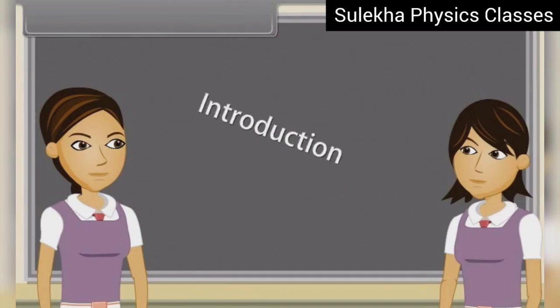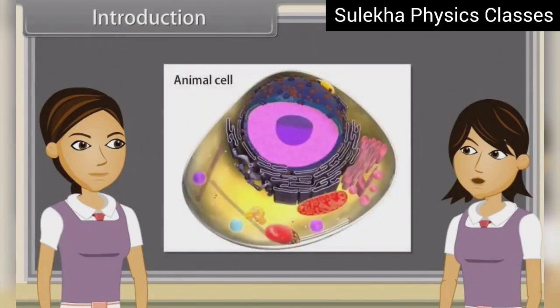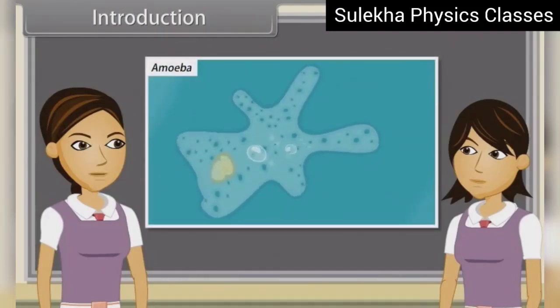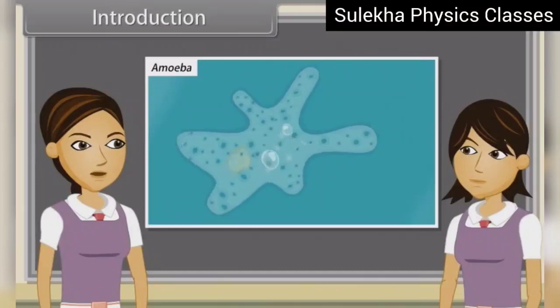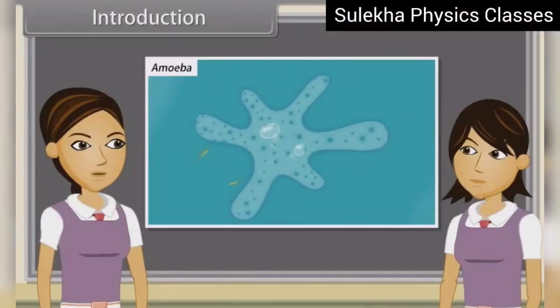Introduction. Hey Ankita, we know that the cell is the structural and functional unit of life, but do you know what it actually means? Yeah, it means a single cell can perform all basic functions of life. Example, movement, intake of food and respiratory gases, respiration and excretion. Yes, you're right. So, come let's start our new chapter, Cell the Unit of Life.